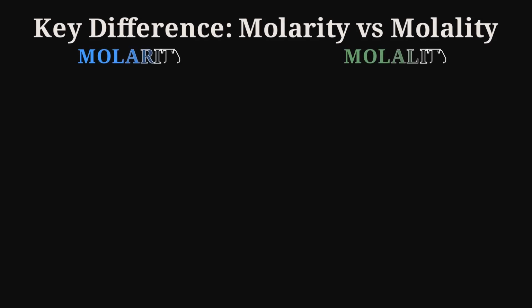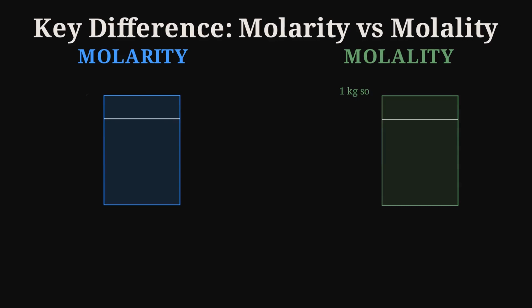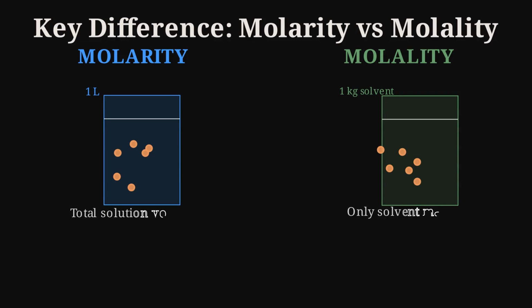Here's the critical difference that makes chemistry students go, oh. Molarity uses the total solution volume that includes both the water and the dissolved salt. Molality uses only the solvent mass, just the water. So when you dissolve salt in water, the solution gets slightly thicker. The volume might be 1 liter, but that includes the salt particles taking up space. This means molarity is always a bit lower than molality for the same solution.